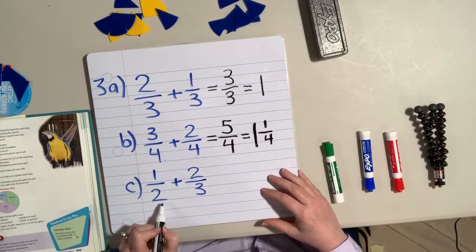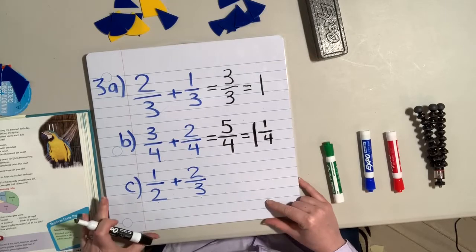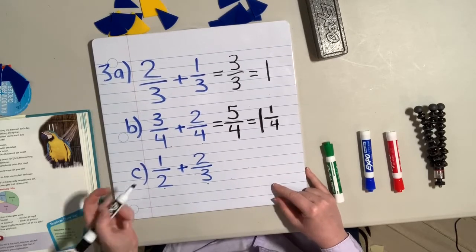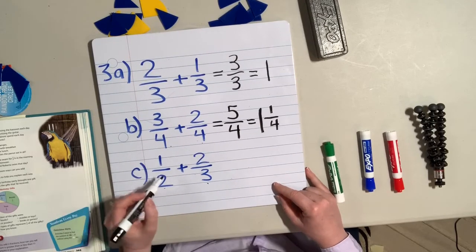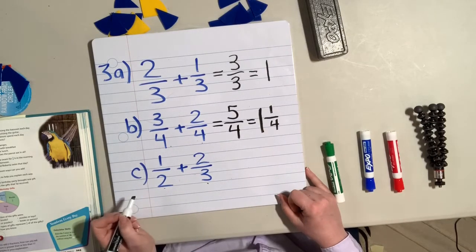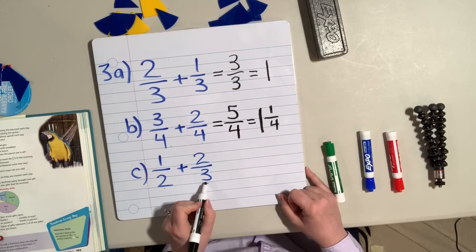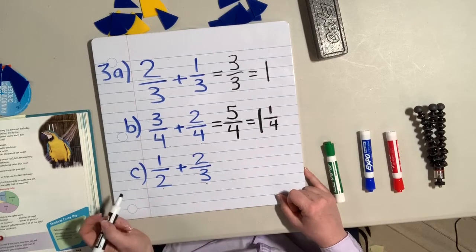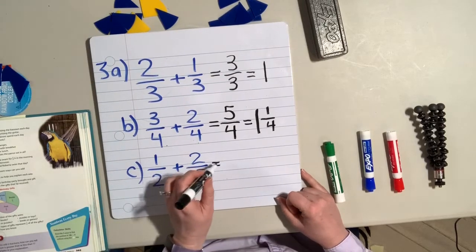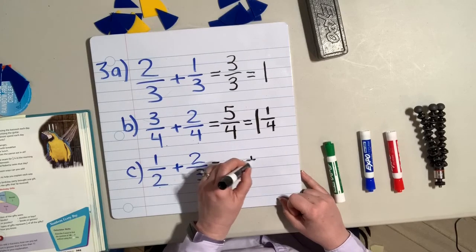The next one, though, we notice that the denominators are not the same. So we do need to convert, and you do need to show your work. So what I would expect to see would be that you converted them both to something similar. What would it be? Well, let's count by 2's. 2, 4, 6, 8. Count by 3's. 3, 6, 9. You should have noticed that there was a 6 in both of those. So let's convert them both to 6ths.